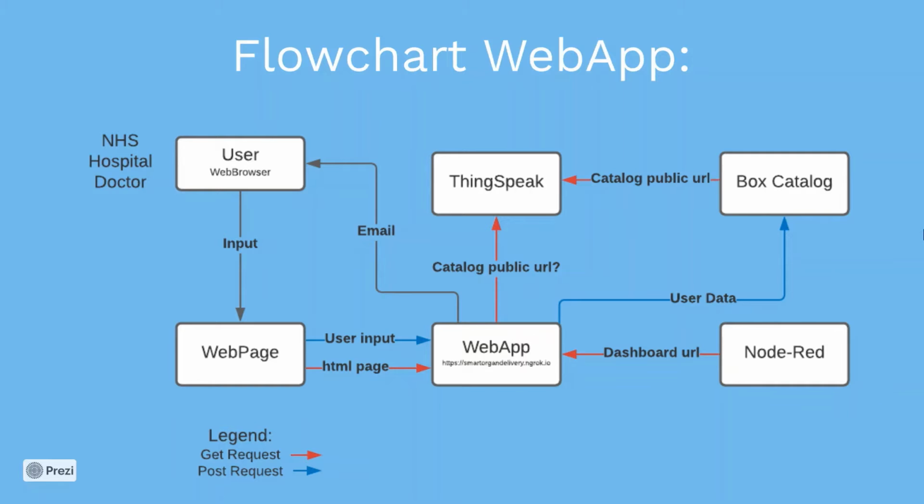This URL will be used to make a POST request to send the JSON file of the user access data to the box catalog. The user data is a JSON file that contains all the user information. Through a GET request, Node-RED will send the public URL of the dashboard in the URL parameters. The web application exposes a GET method to return desktop and mobile version of the website according to the different type of users, hospitals, doctors, and so on.